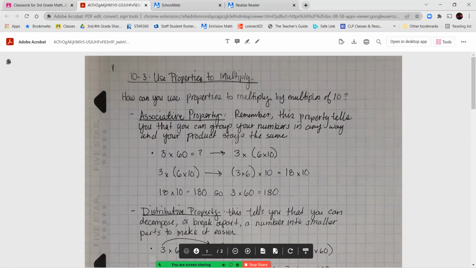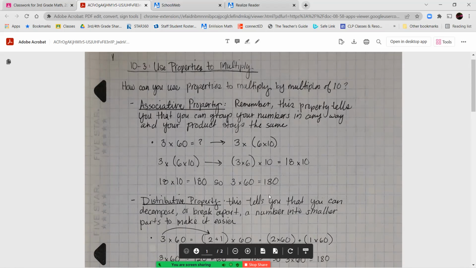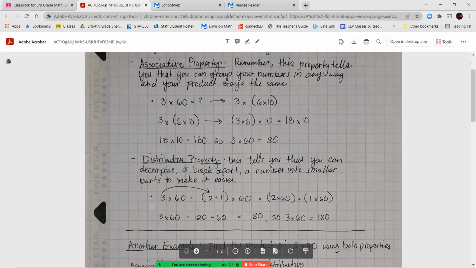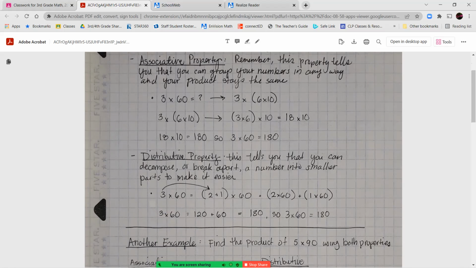So 18 groups of 10 is 180, which tells us that 3 times 60, which was our original question, is equal to 180. Now we can also solve the same problem using the distributive property. The distributive property tells you that you can decompose or break apart a number into smaller parts to make it easier to work with. So here for 3 times 60, I decomposed, or I distributed, the 3 into a group of 2 and then a group of 1.